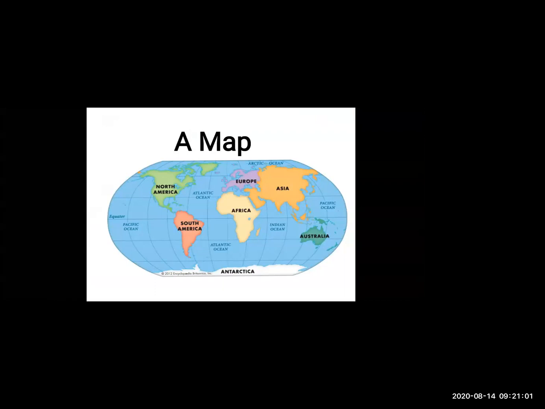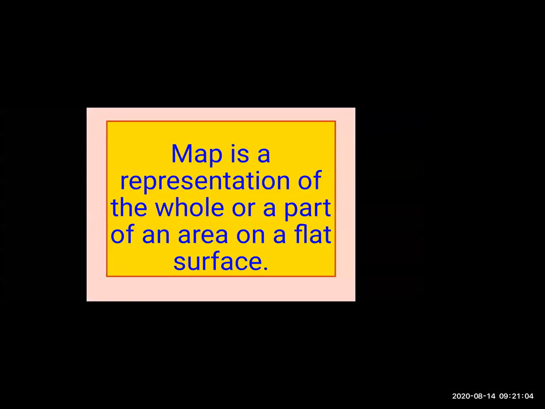Okay, what is a map? A map means a representation of the whole or a part of an area on a flat surface. See again, you revise this definition in your mind. A map is a representation of the whole or a part of an area on a flat surface. The whole means the entire part, or a part of an area, a small part of an area, presented on a flat surface.